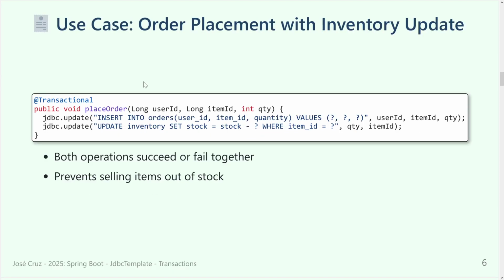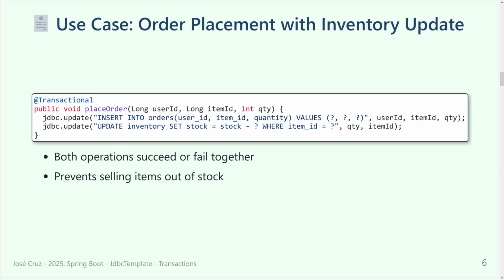So let's see some use cases. Let's say order placement with inventory update. Imagine that you are placing orders, which means you insert an order here and you expect the product to exist. But imagine that something fails when you update the inventory and you are decrementing the stock, the number of items that you are buying when you insert this order. If you don't have a transaction, of course, there will be out of stock in a moment, but you don't know about it.